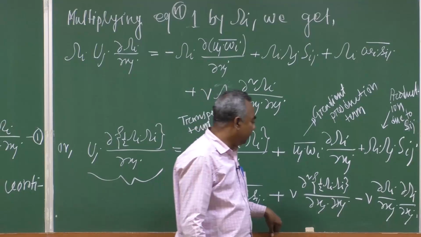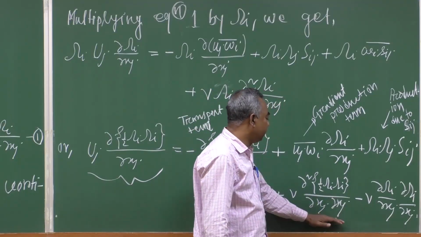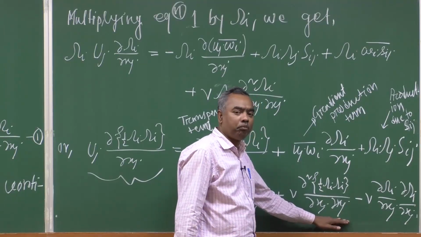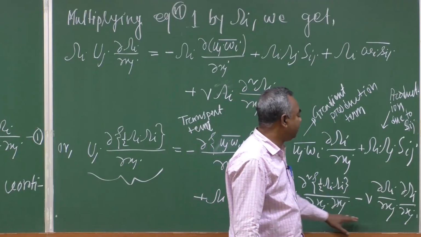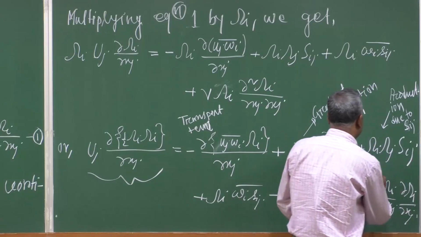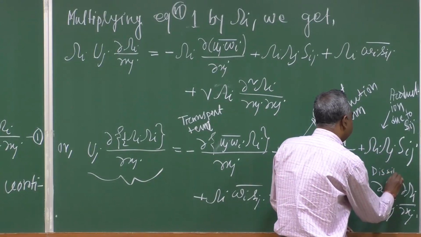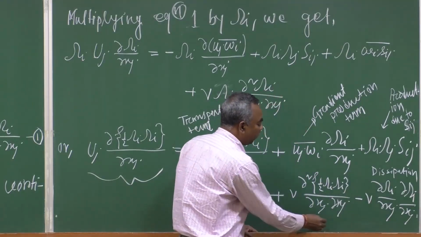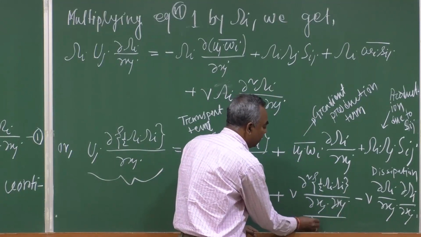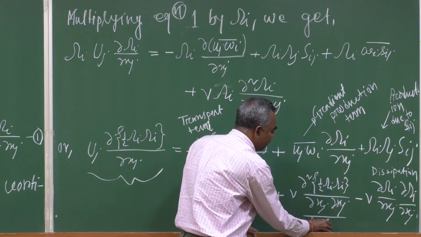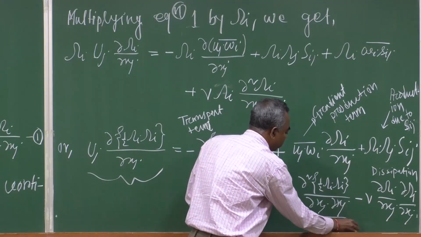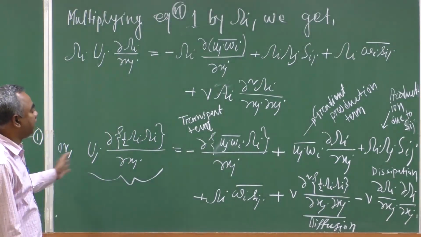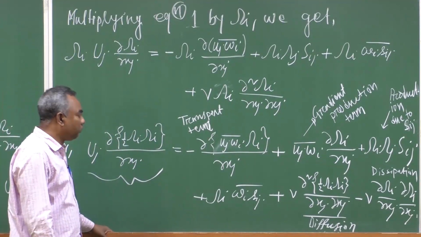Okay. And this particular term is the viscous diffusion. So, this is the viscous diffusion term of the mean entropy, and this is the dissipation term. Okay. So, this is dissipation, keep it in mind. The last one is dissipation, and this is your viscous diffusion. Okay. So, this is our mean entropy equation, right.